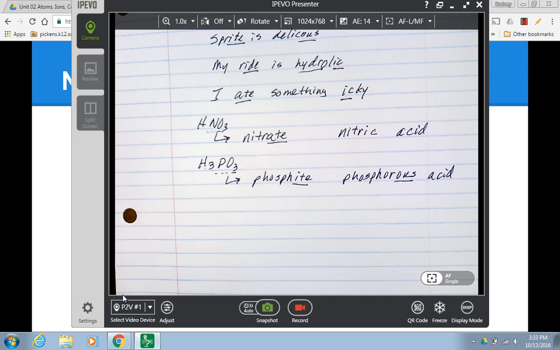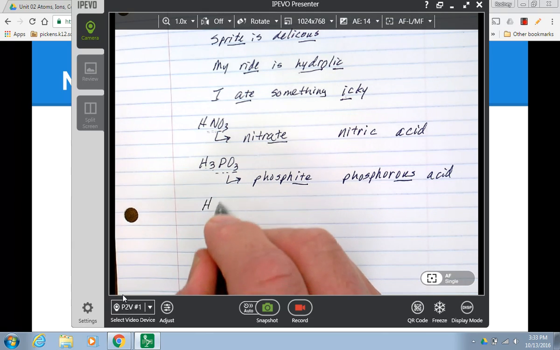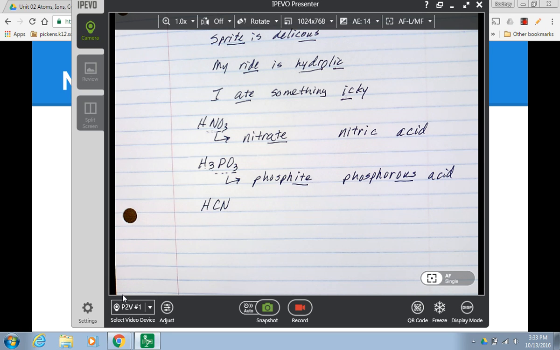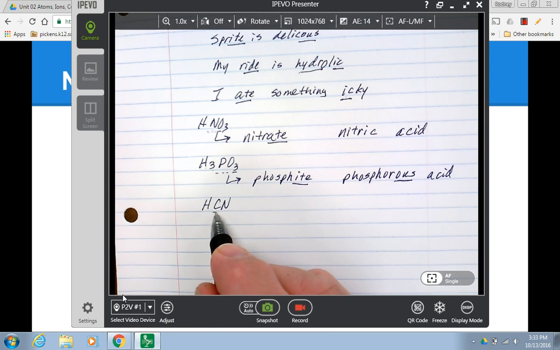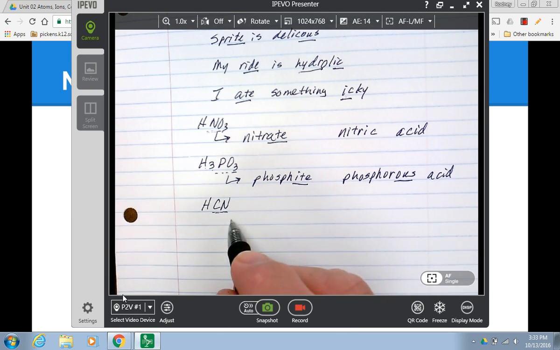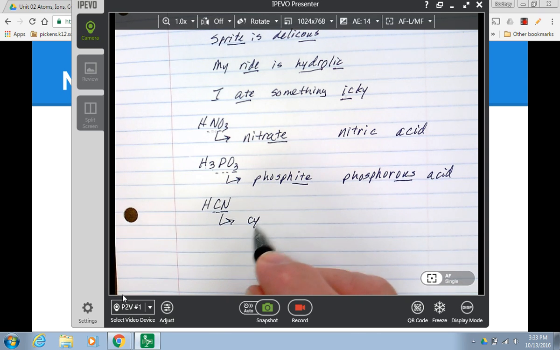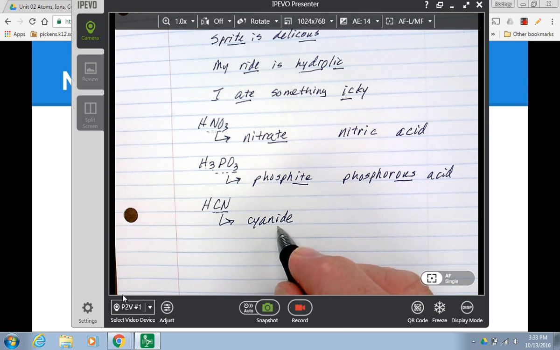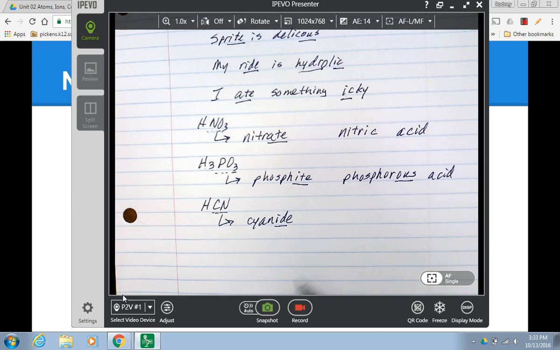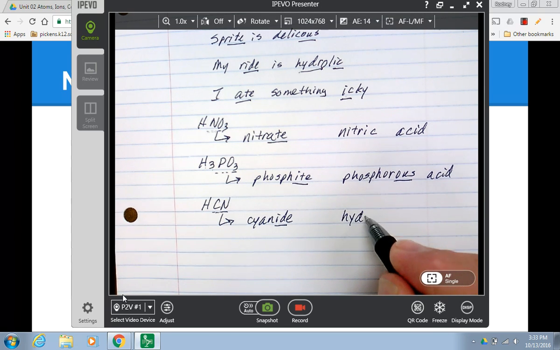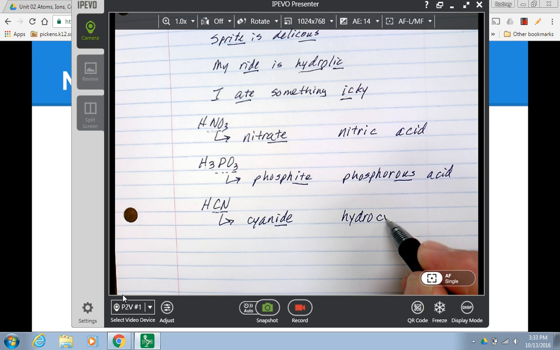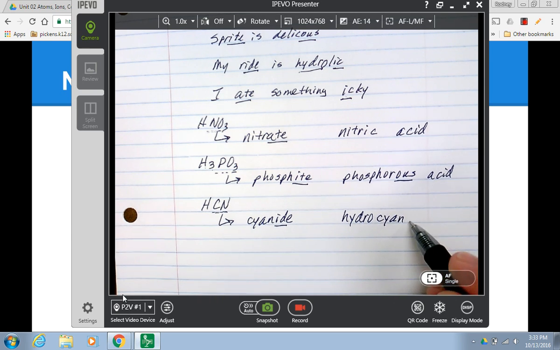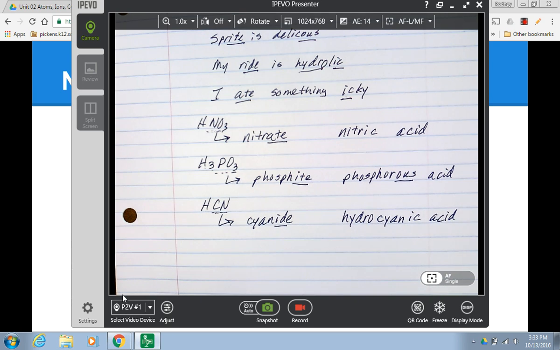All right, so that one is a good example. Now let's take a look at HCN as another example of this. We look at the polyion here, and we see that this one right here is cyanide. So cyanide ends in what? IDE. So how is this one? Well, this one's a little different. We put the prefix hydro, and then we use the stem, cyan, and then we use IC. Hydrocyanic acid would be the way that this one is named.